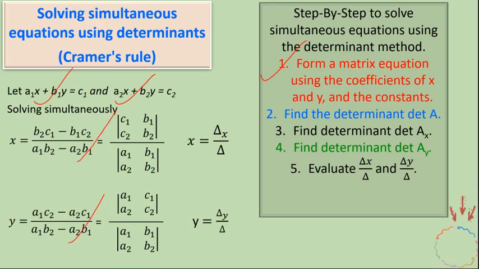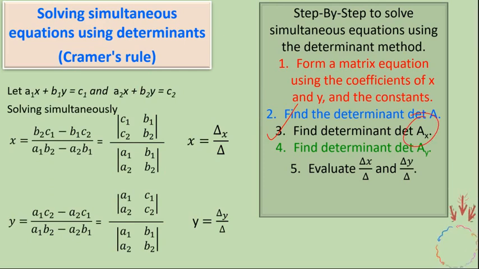Now, the next is to find the determinant of A. That's number two, find the determinant of A. And that's what we have done here. You find that determinant of A. Then number three is to find the determinant of x.